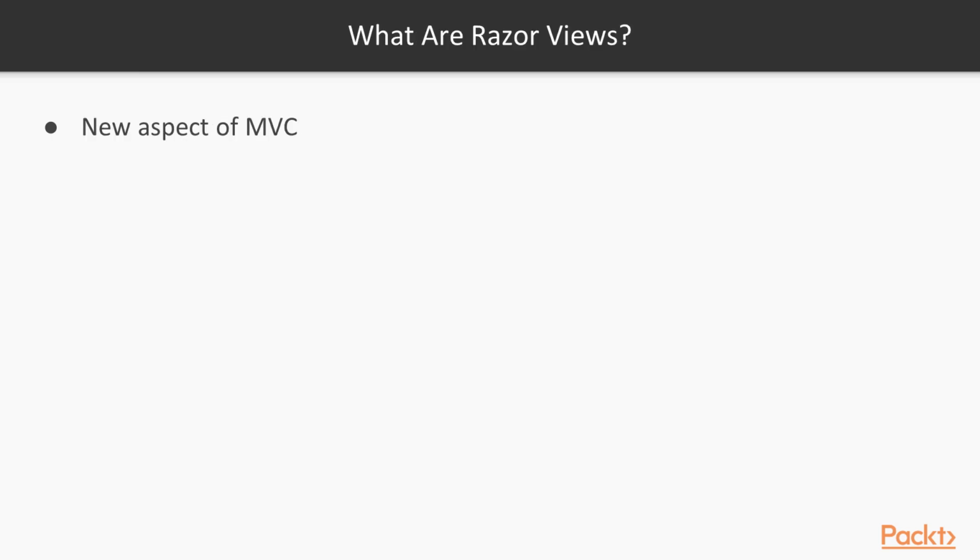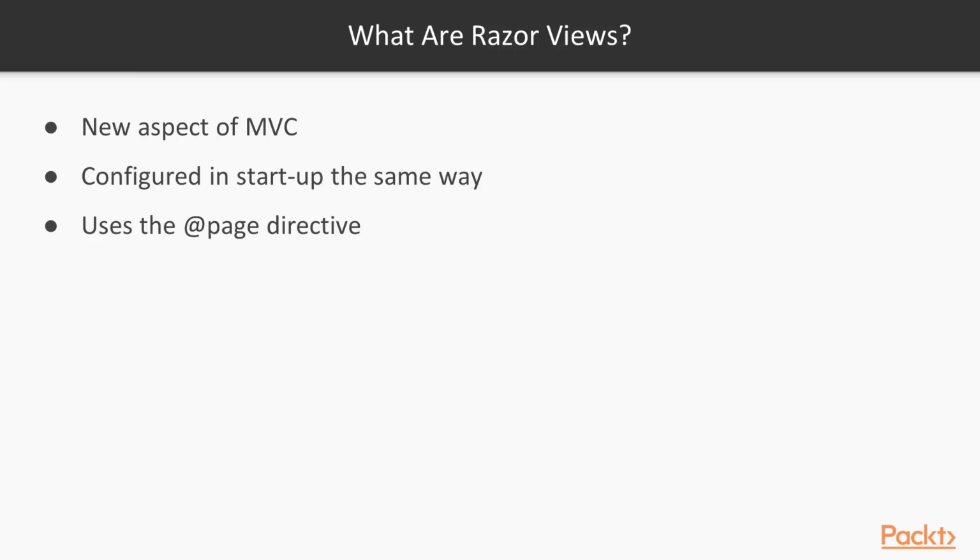First, what are Razor Views? They're a new aspect of MVC that makes coding page-oriented scenarios easier. They're created using dotnet new web app if you want a pure Razor Pages application. They're configured in startup with services.AddMvc and app.UseMvc, just like we've done up till now. It uses the @page directive to let ASP.NET know that a page is a Razor Page. This makes the file into an MVC action. No controller required. Razor pages live in the Pages folder by default, but it can be changed.